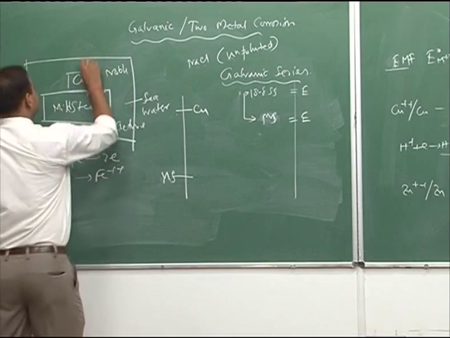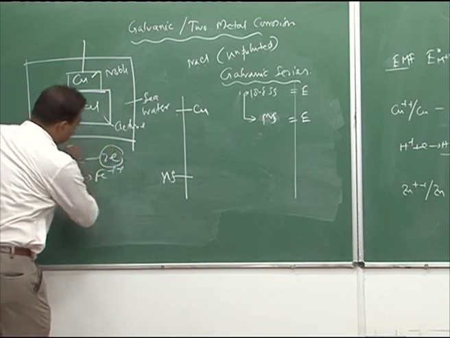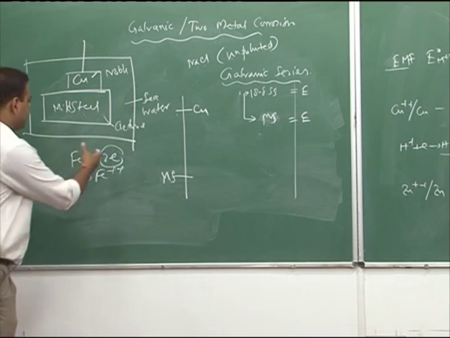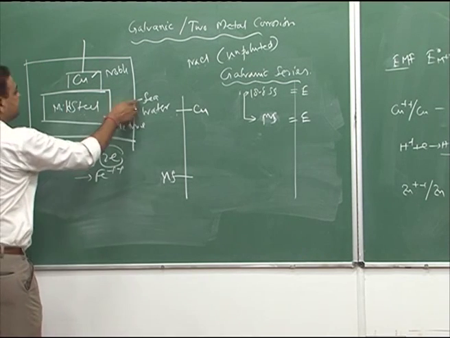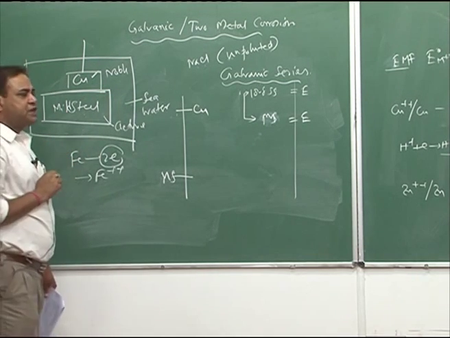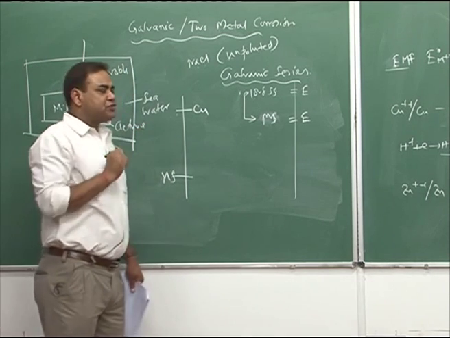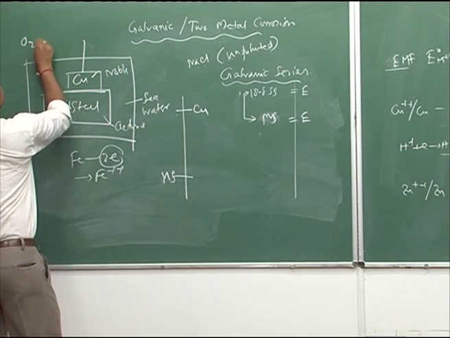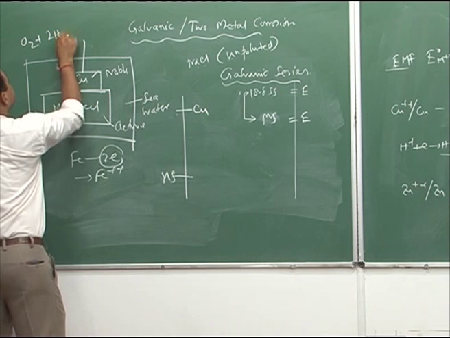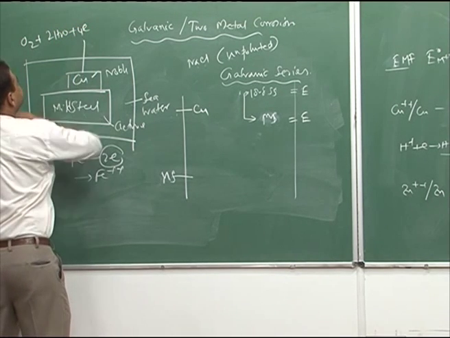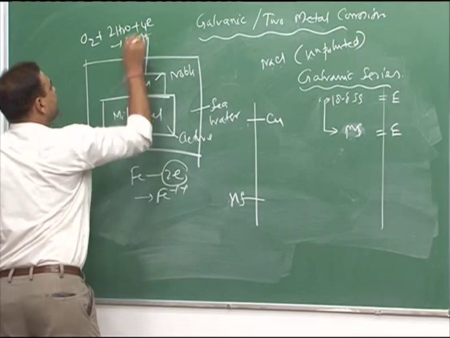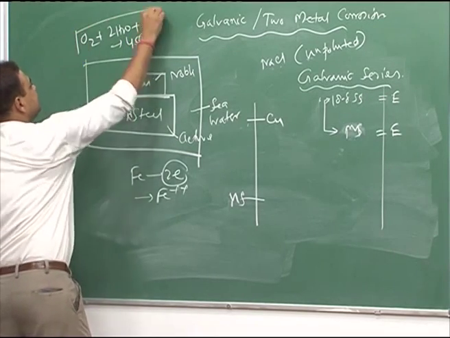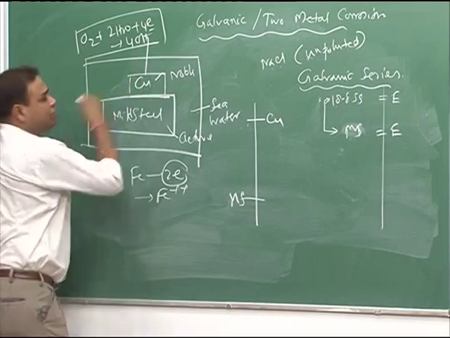But what would be the cathodic reaction, since these 2 electrons are to be consumed? So, who will consume that? The cathodic reaction would be, since in seawater we have dissolved oxygen and seawater is neutral in nature, oxygen in the presence of H2O accepts these 4 electrons and goes to 4OH minus. So, this is the cathodic reaction which will happen on this.